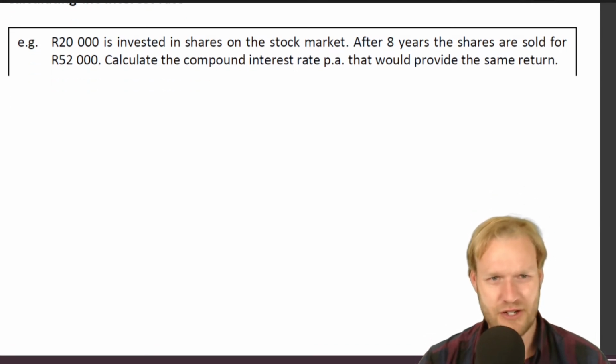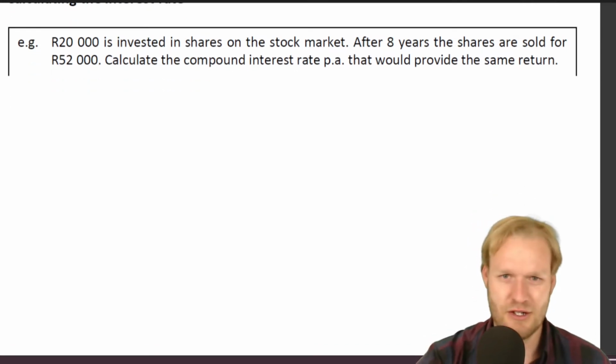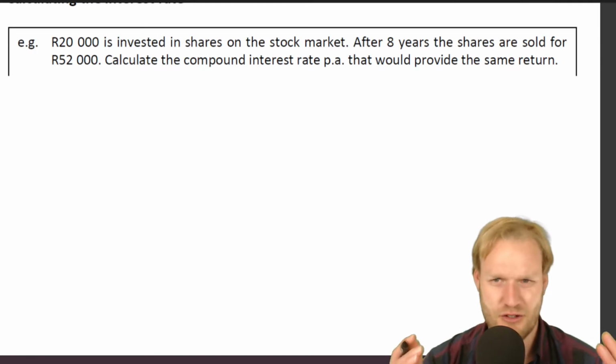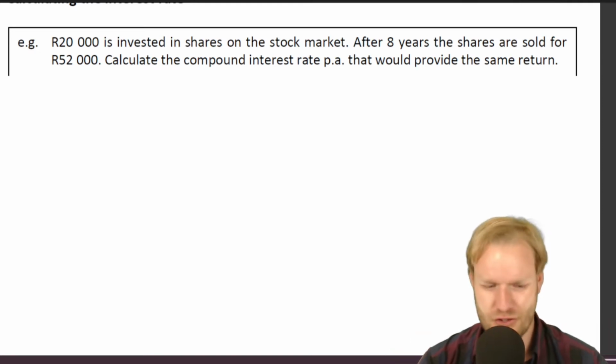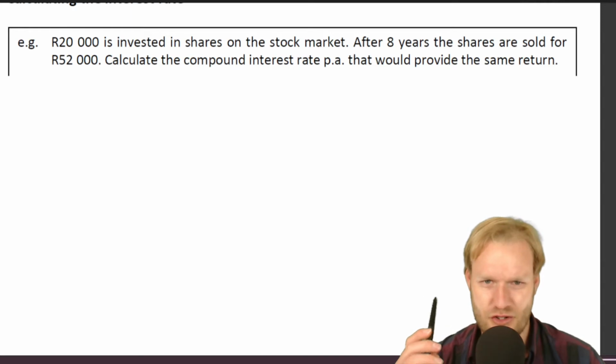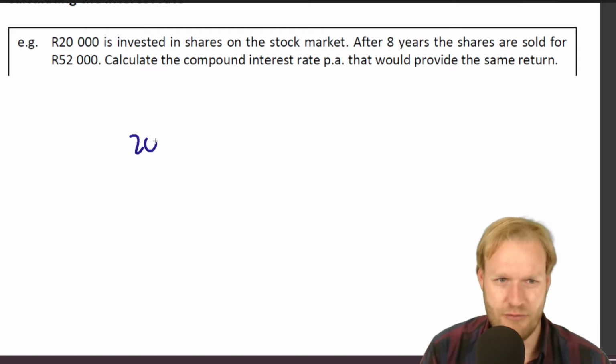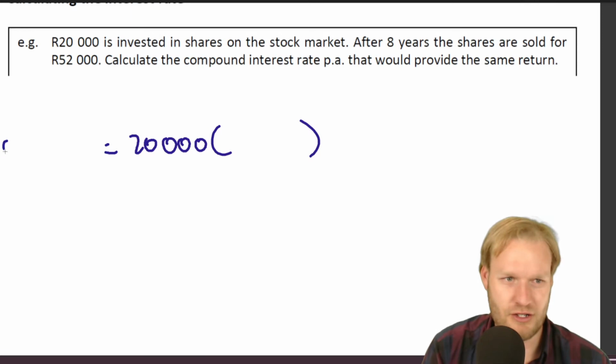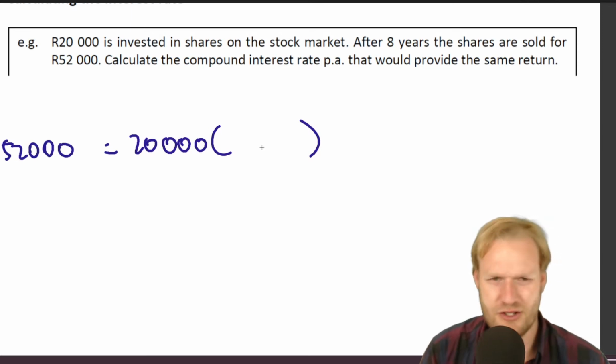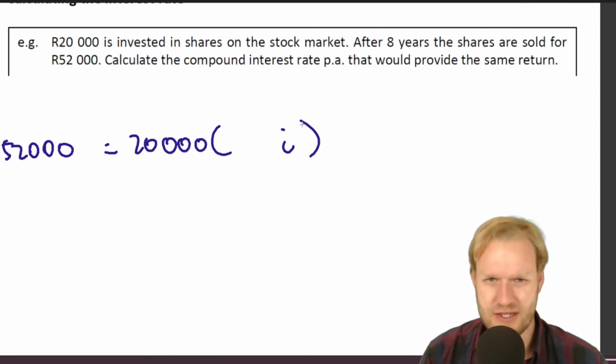So we've got 20,000 Rand invested in shares on the stock market, and after 8 years, the shares are sold for some 52,000 Rand. Calculate the compound interest rate per annum that would provide the same return. In other words, it's almost like we've put 20,000 Rand in, and we've got 52,000 Rand out. What would our interest rate be to give us the same return?